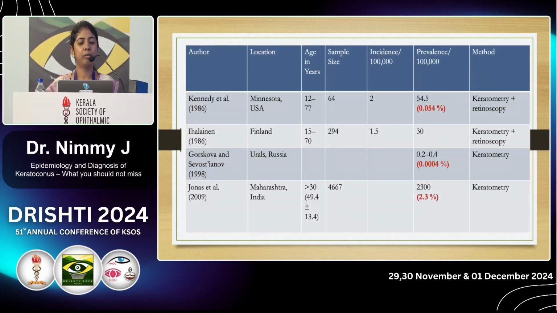There have been numerous epidemiological studies to identify the incidence and prevalence of keratoconus. One of the first was by Kennedy et al. in Minnesota, USA, and it found a prevalence of 0.054%. This was similar to the studies in Russia and Macedonia. In a study conducted by Jonas et al. in Maharashtra, India, a prevalence of 2.3% was identified.